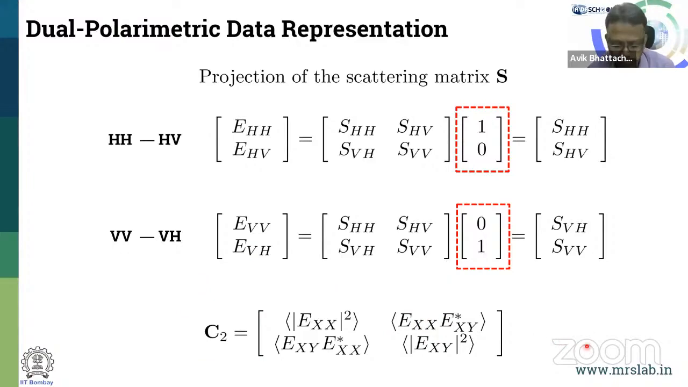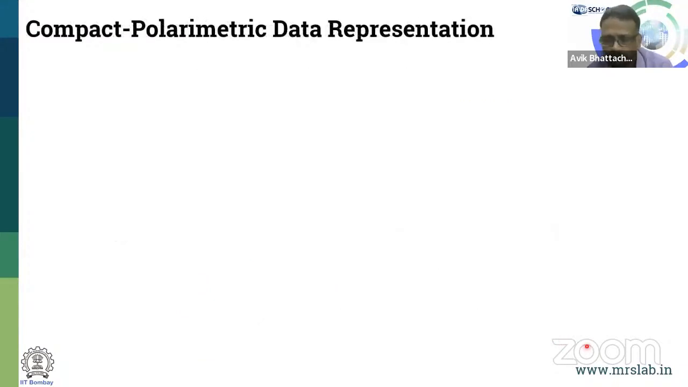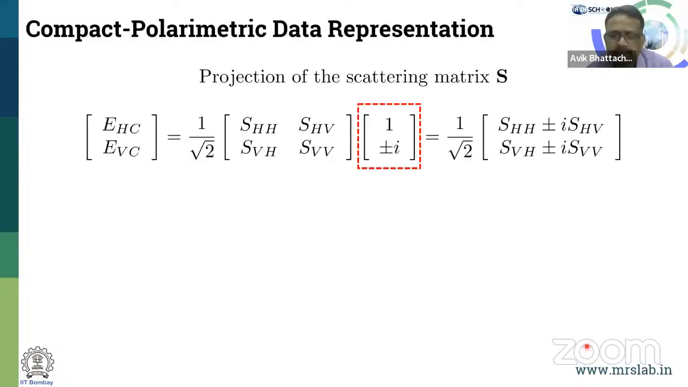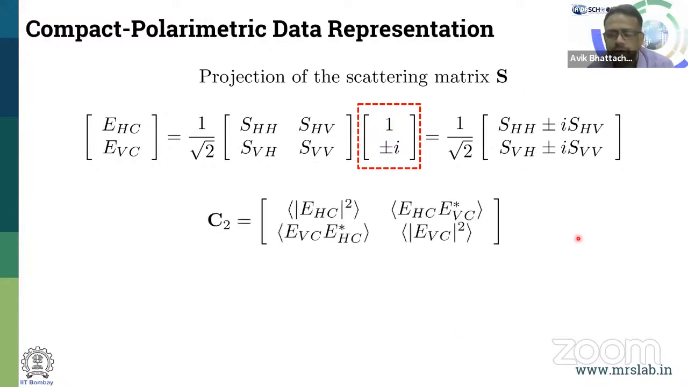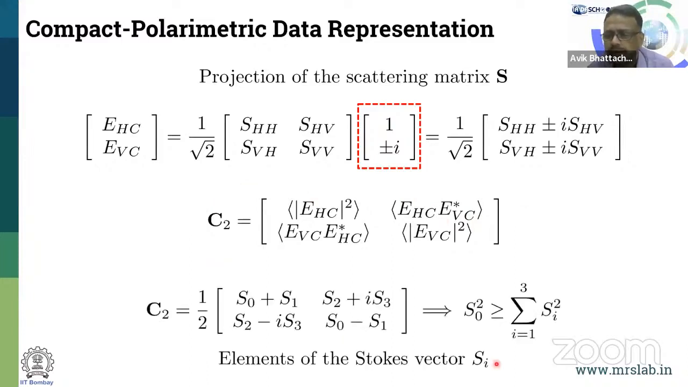Similar to the dual polarimetric mode, we have another mode, which is the compact polarimetric representation. Similarly to dual pole, it can also be thought of as a projection, but a slightly different kind of projection. You can think of this as a projection of the full pole matrix onto something like 1, plus or minus i, which gives you the left and the right circular. You can also utilize them to form again the 2x2 complex matrix, or write it in terms of the elements of the Stokes vector.